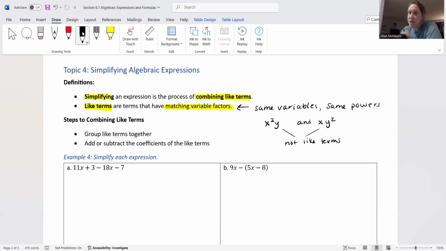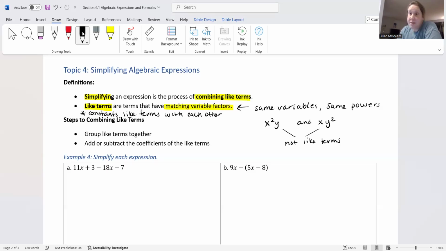You have to have matching variable parts, okay? As far as constants are concerned, constants are always considered like terms with each other, okay? So constants are like terms with each other, okay?